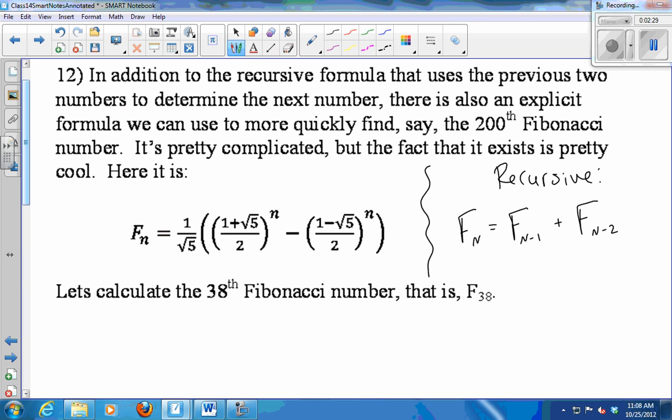I just wanted to show you that it exists because it's such an interesting difference in that this one's so simple and this one's so complicated, but they give you the same thing. If I wanted to calculate, say, the 200th Fibonacci number, it would take me a long time using the recursive rule because I'd have to calculate every Fibonacci number from 1 to 200 to get it. Or I could just plug a 200 into this formula and get it right away. It's just that this one is kind of ugly.